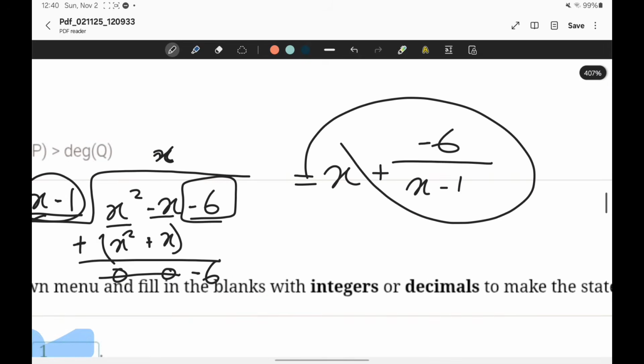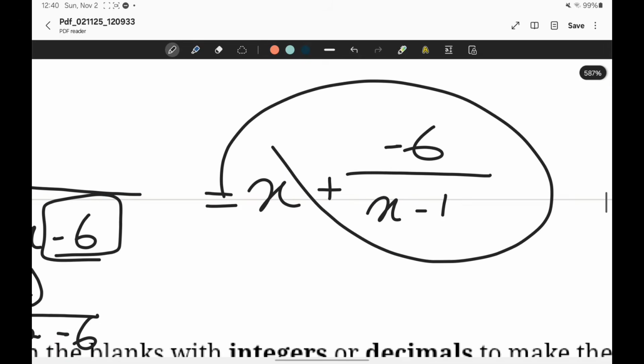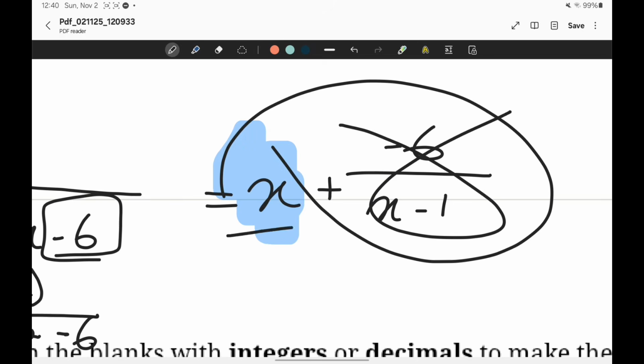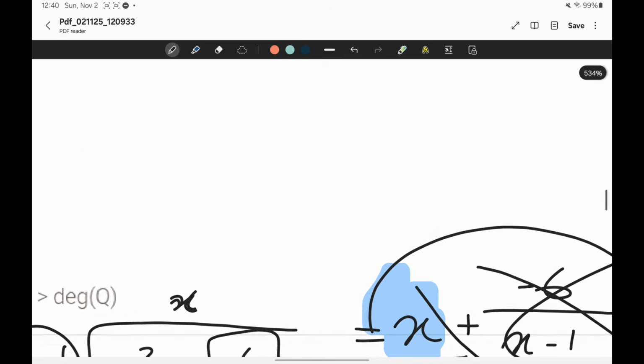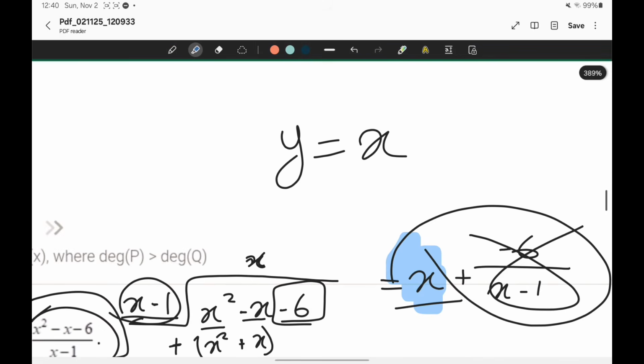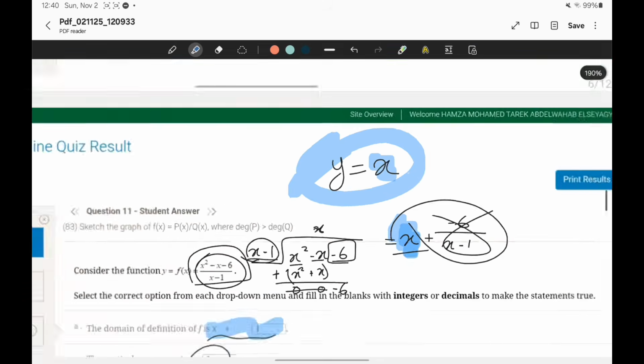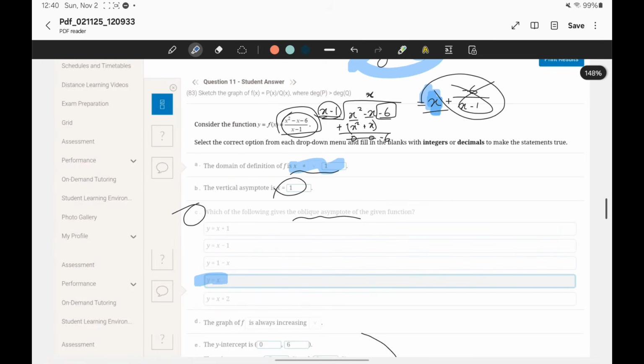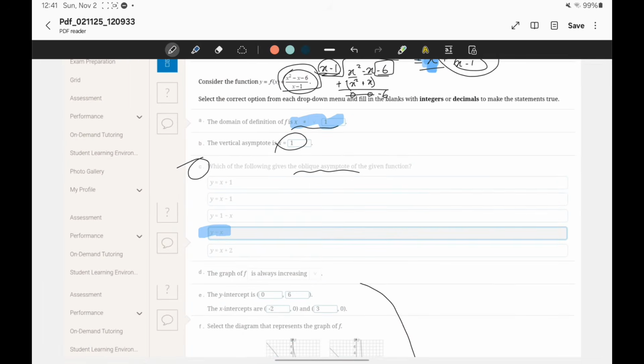Now for the oblique asymptote, we're only going to take the whole part. We're going to ignore the remainder, we don't care about it. That's going to be our asymptote: y equals x. We just took this whole part and put it here. So y equals x is our oblique asymptote. The rest you solve normally.